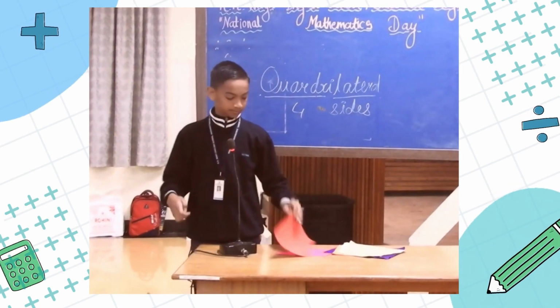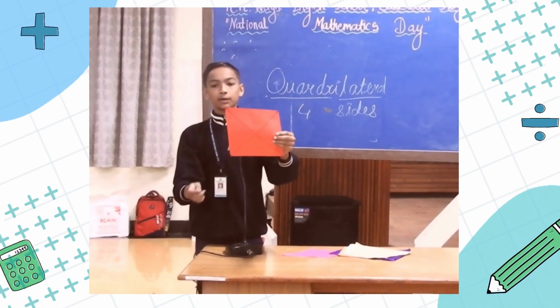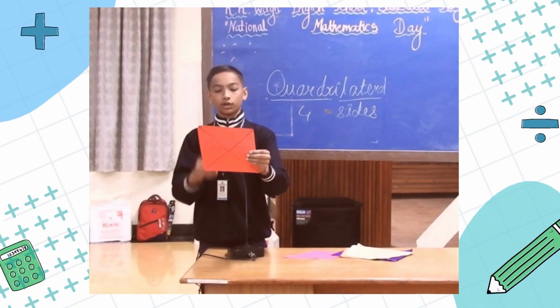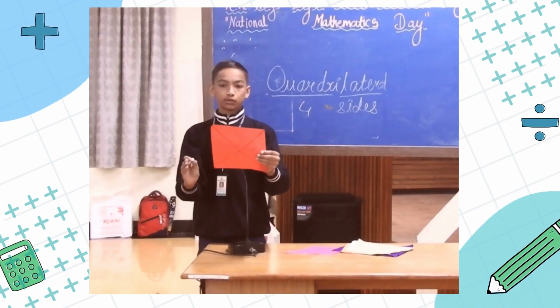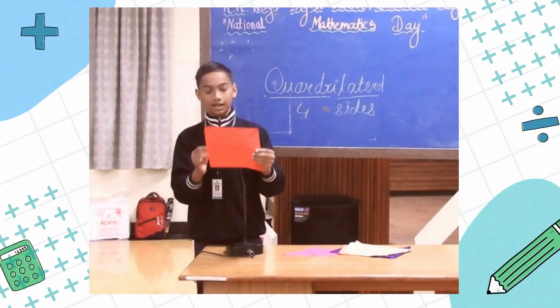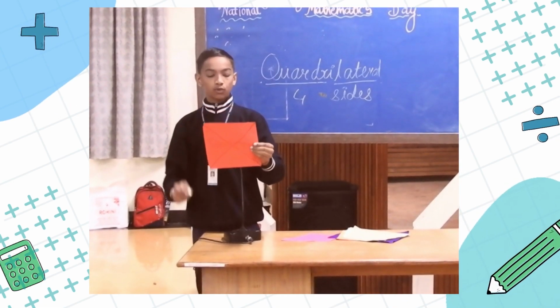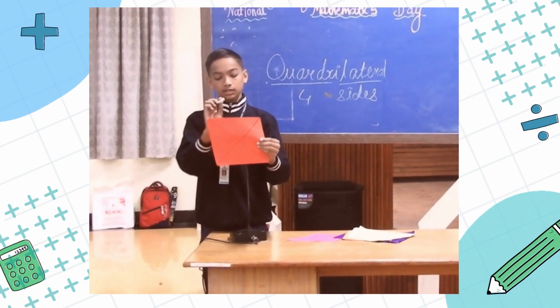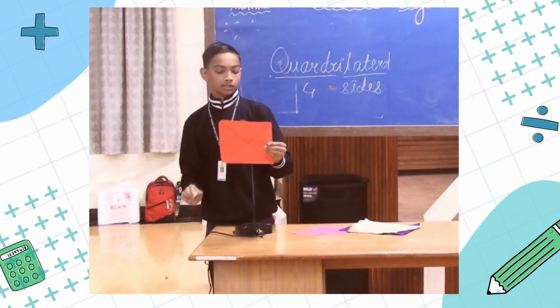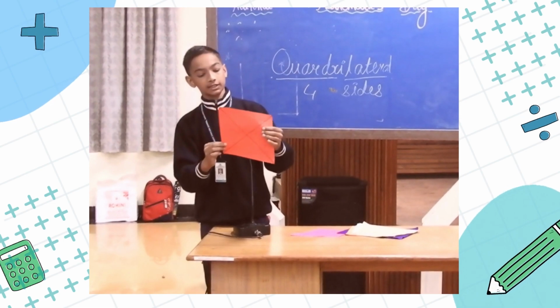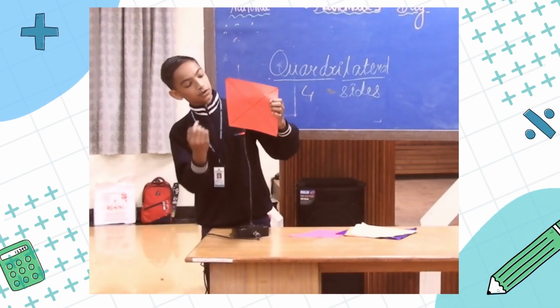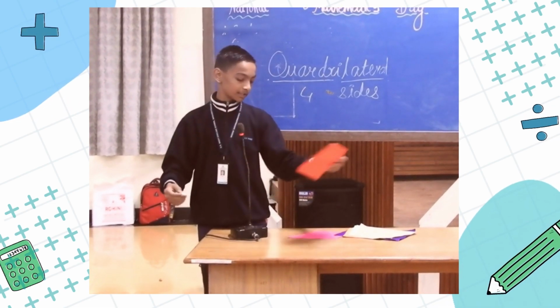Next is the parallelogram. What is a parallelogram? By the name only we can understand what a parallelogram is. Opposite sides are parallel, then it is known as a parallelogram. Opposite angles are congruent. This and this will be congruent. Opposite sides are also congruent. Then the diagonals bisect each other. So when it passes from here, they will bisect each other.